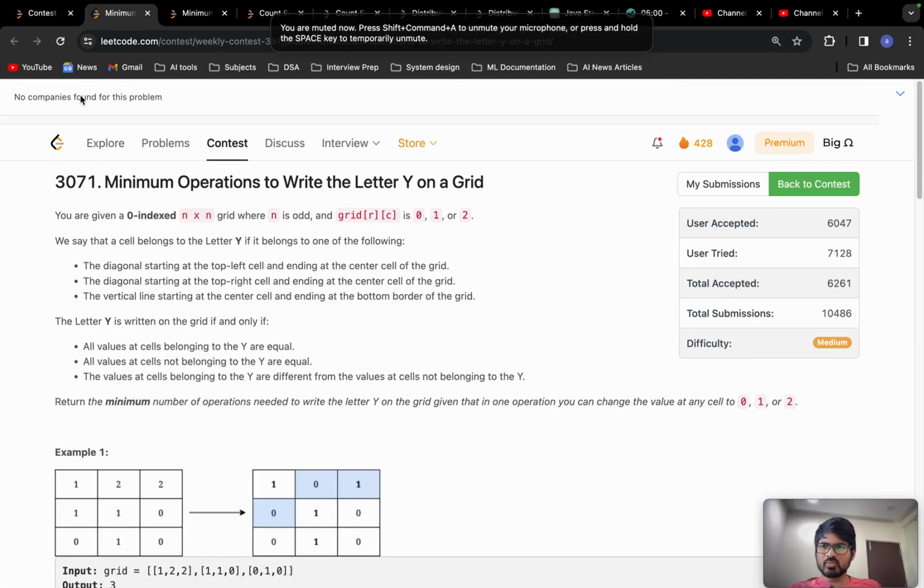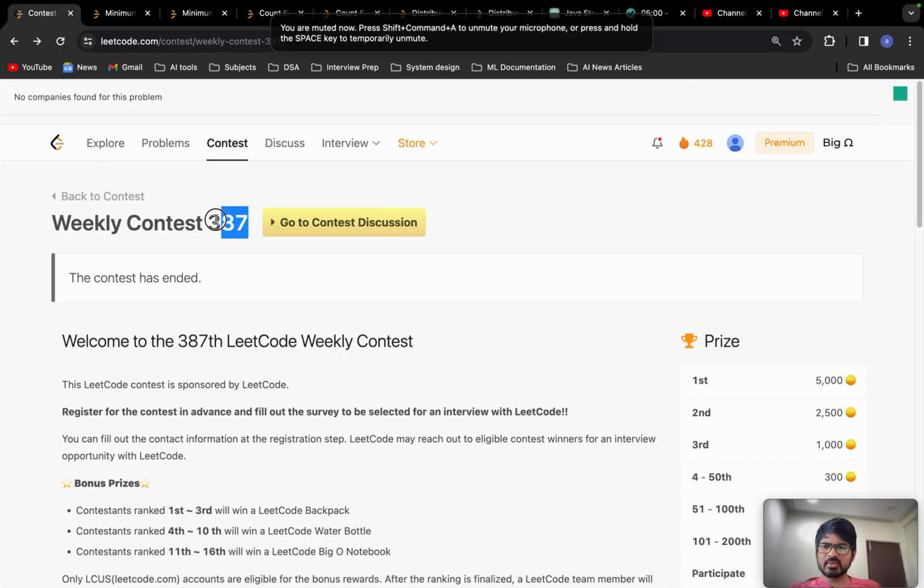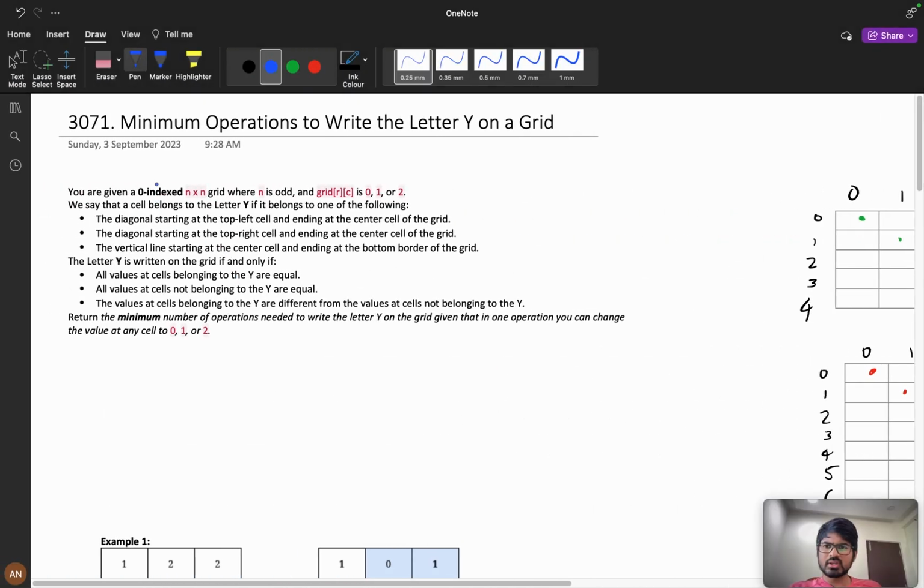Hello everyone, good morning. Let's solve problem C from weekly contest 387: Minimum Operations to Write the Letter Y on a Grid.